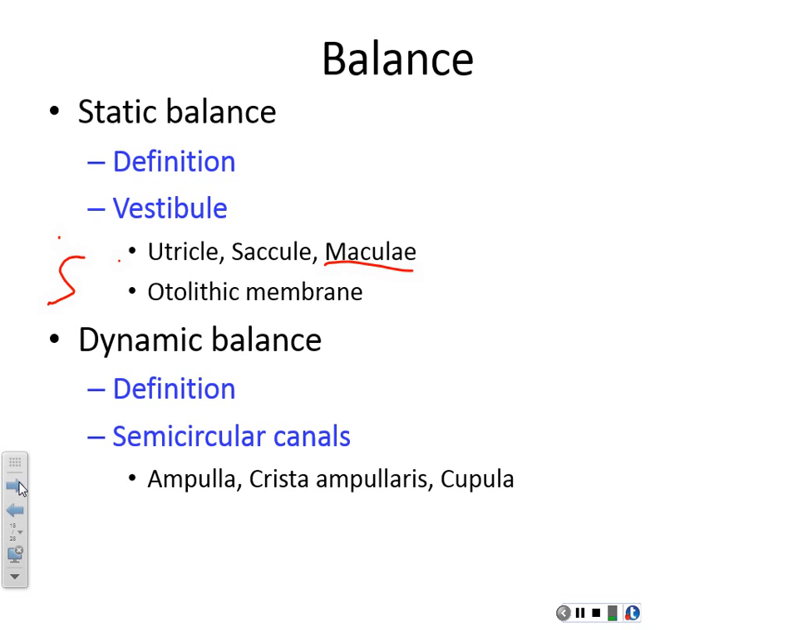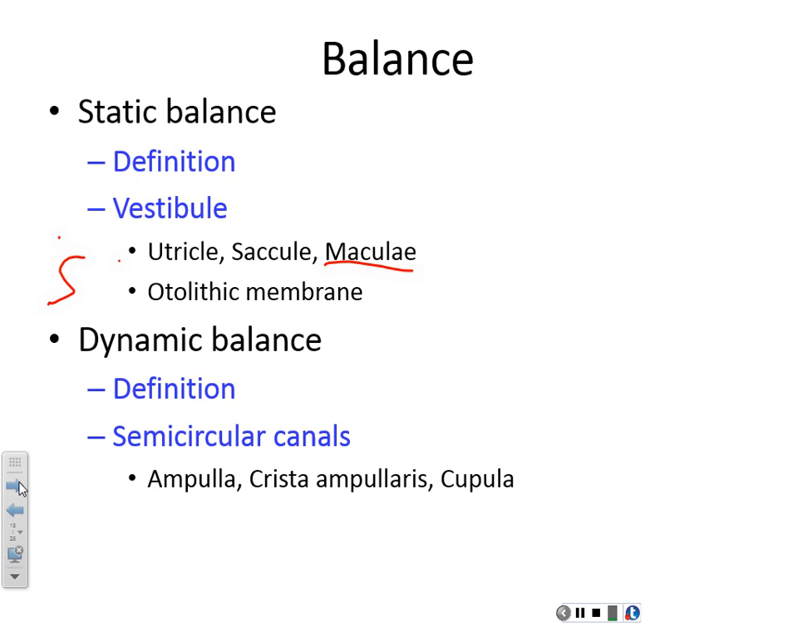Same thing with the definition for dynamic balance: sensing movement of the head and body. The body is moving, and the semicircular canals are doing that. The semicircular canals have dilations at the base called the ampulla, where the crista ampullaris is located. The crista ampullaris is the hair cell for dynamic balance. So there are 3 types of hair cells involved in hearing, static, and dynamic balance. Instead of the otolithic membrane on top, it has the cupula, a gelatinous mass on top of the hair cells.